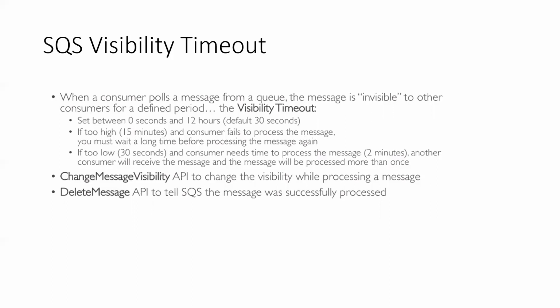Now there are two API methods: one is ChangeMessageVisibility and one is DeleteMessage. From the developer point of view, the ChangeMessageVisibility method allows you to increase or decrease the visibility timeout wherever you want, or you can do it from the console as well. And DeleteMessage allows you to delete the message once it has been successfully processed. In the normal scenario, once the message has been processed, you should delete it so that no other consumer can consume that particular message.